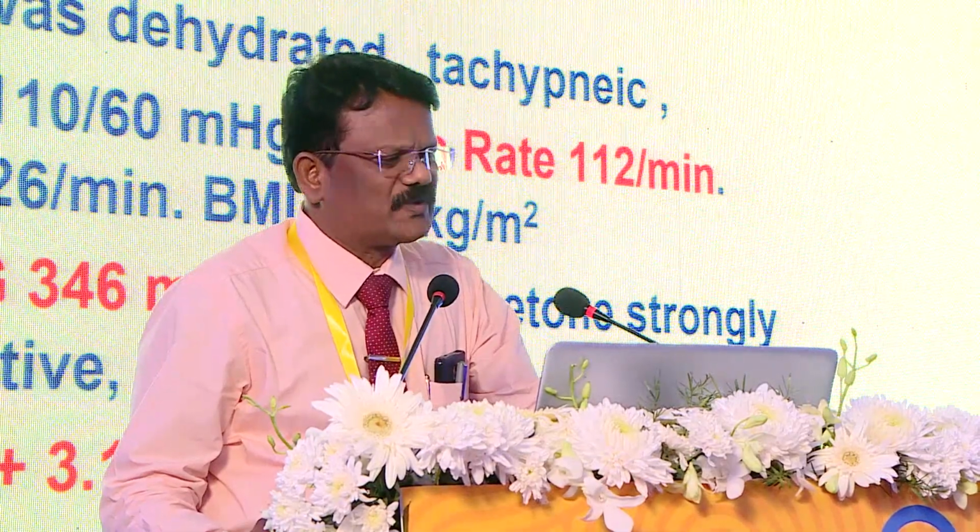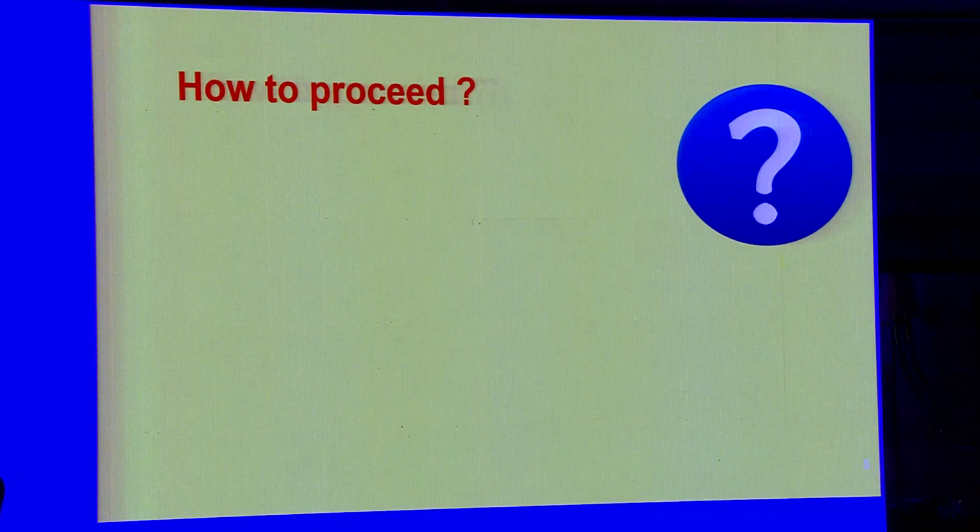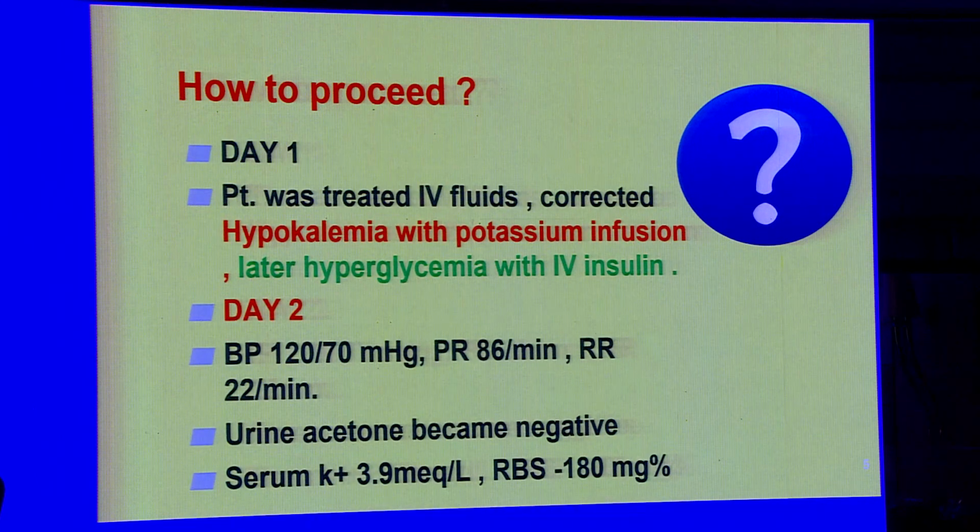There is no question about the diagnosis, it is diabetic ketoacidosis. The question is only the potassium. How to proceed with this? The patient has uncontrolled diabetes and presents with DKA. There is no question about the diagnosis. Now, the contraindication for IV insulin is hypokalemia.